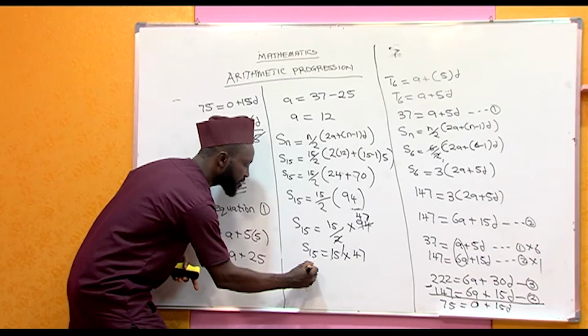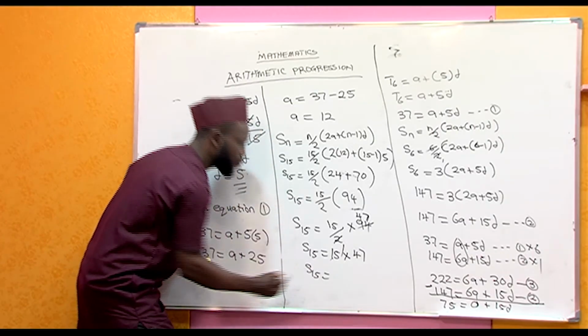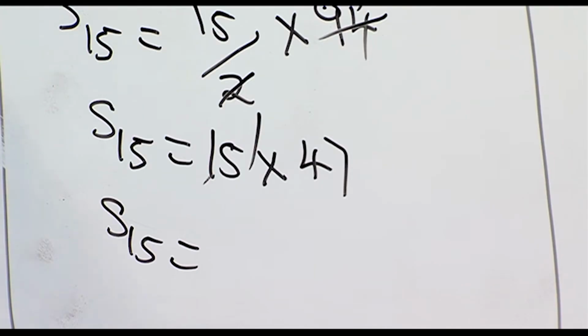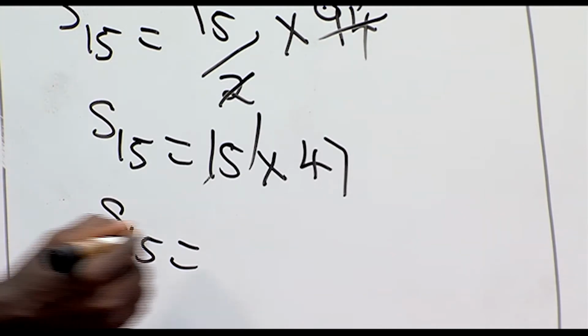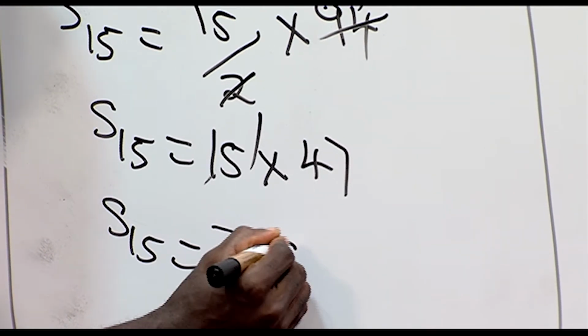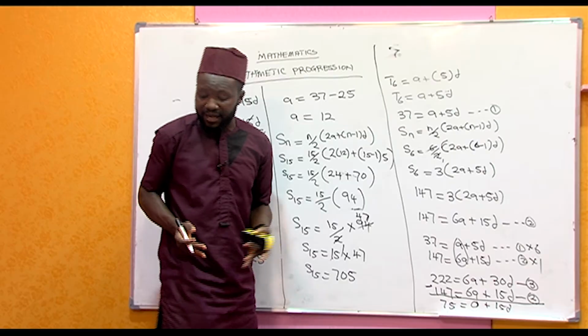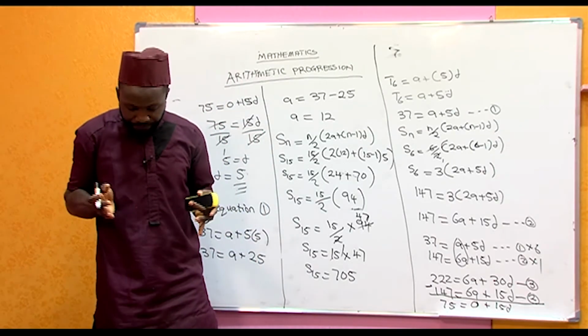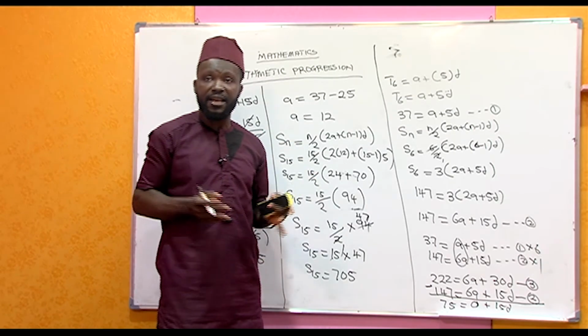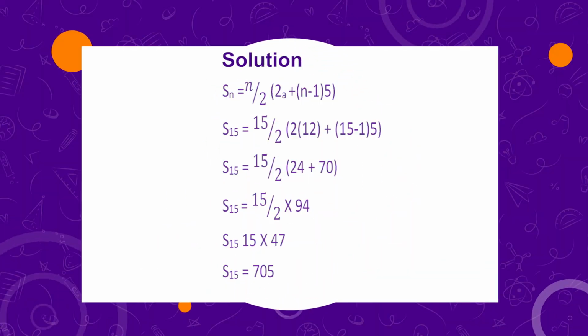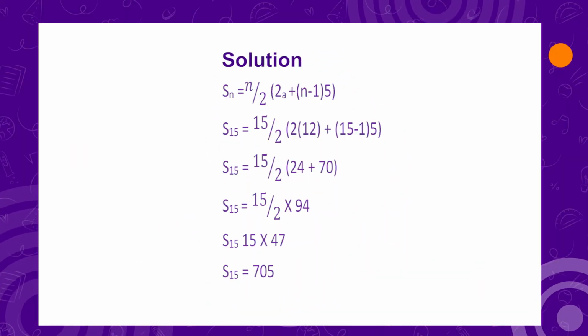And at the end, S15 equals 15 multiplied by 47, which is going to give me 705. So it means that the sum of the first 15 terms is equal to 705.